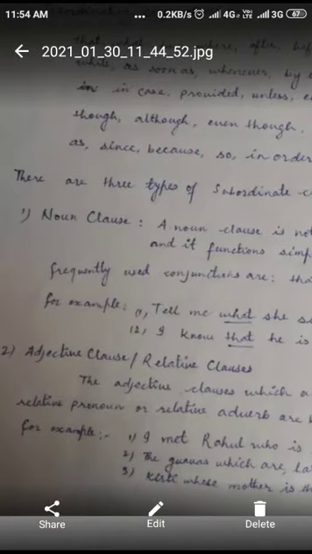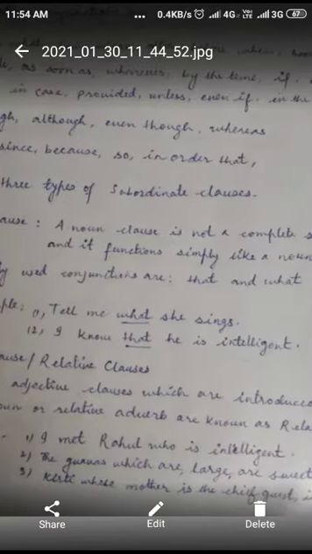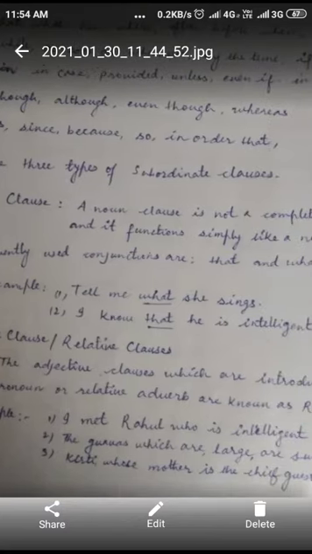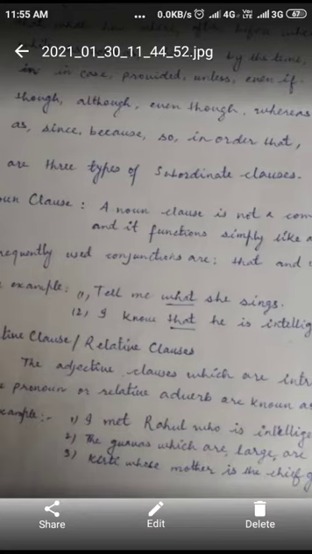For example, tell me what she sings. Okay, understand? Here, there is a conjunction what. Please look at the sentence. Tell me what she sings. There are two clauses. One is main clause, another is subordinate clause. Tell me is principal clause or main clause. What she sings, this is subordinate clause or dependent clause. There is a conjunction what. This is noun clause because what conjunction is for noun clause.